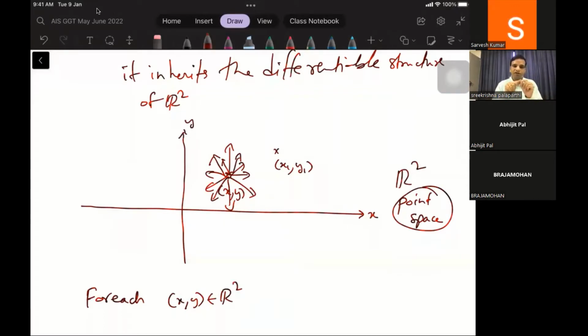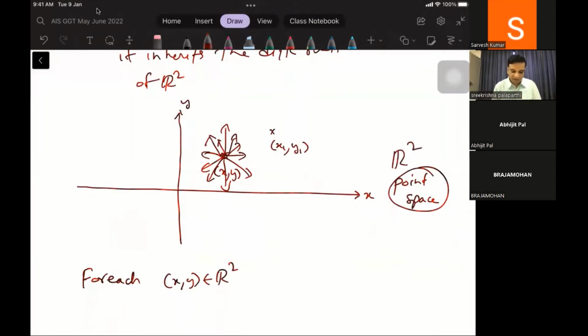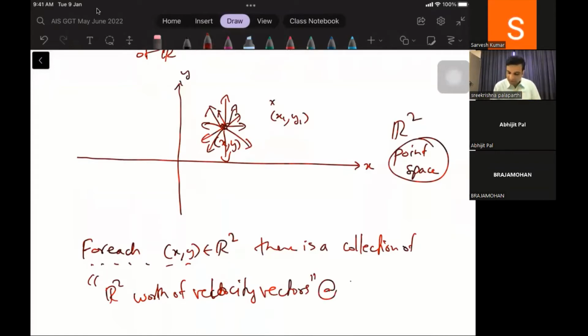Of course, what you do is, if the particle is moving, you note the next point, take the difference between that point and this point, construct a secant and take the limit of that. You get a tangent vector, basically the velocity vector, the instantaneous velocity of a particle at that point. So this is some motivation from physics. Which is why we model it as follows: for each (x, y) belonging to R2, there is a collection of R2 worth of velocity vectors at this point.